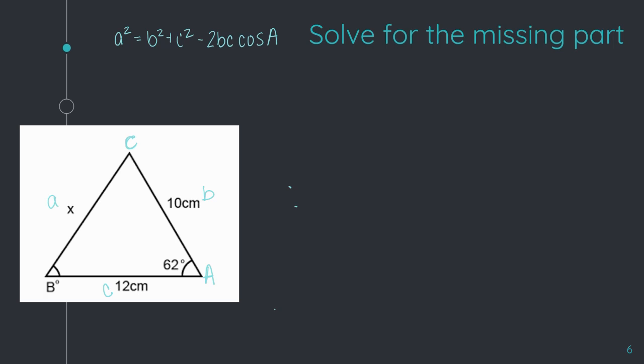I'm going to start plugging in what I have. A is x, so I have x squared equals B, which is 10 squared, plus C, which is 12 squared, minus 2 times B times C times cosine of angle A, which is 62. So again, once I've labeled my triangle, I'm plugging everything into its respective position. Now I'm going to start evaluating. So I'm going to start with 10 squared, which is 100, 12 squared, which is 144, and 2 times 10 times 12 is 240.